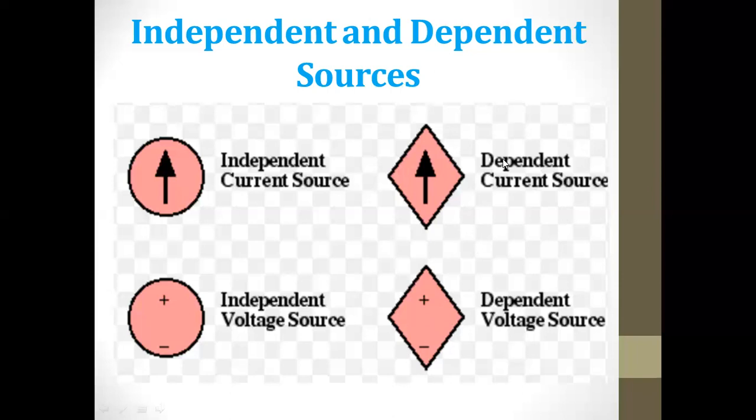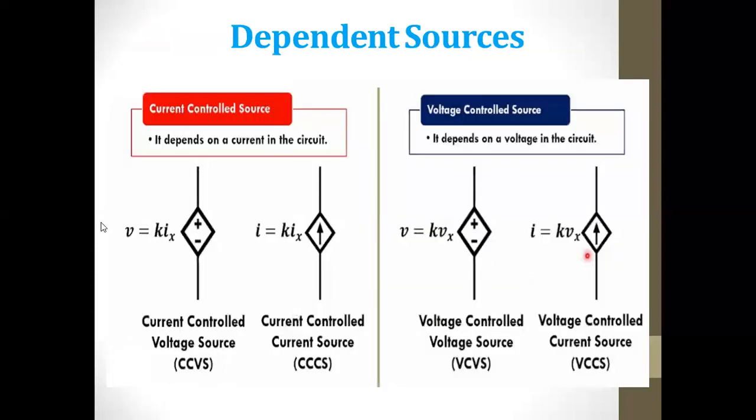Here, as the name suggests, dependent: the value of this current source will depend on some other parameter in the circuit. If it depends on some other parameter of the circuit, then the value of this dependent source will change with respect to that parameter. So this is the dependent current source, whereas this is the dependent voltage source. As the name suggests here also, this voltage source depends on some other parameter in the circuit. These dependent sources are each of two types.